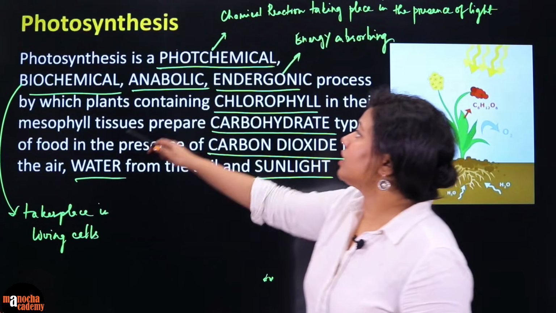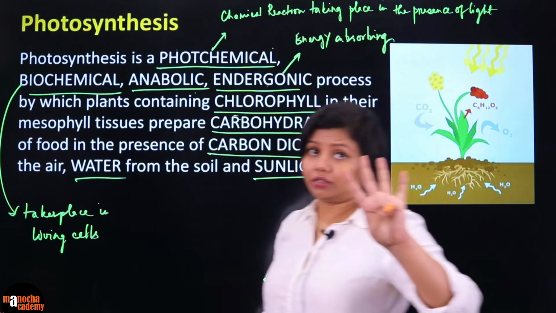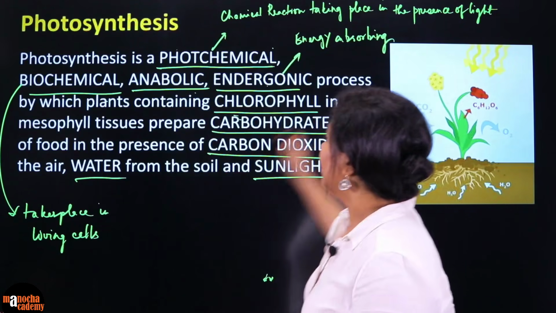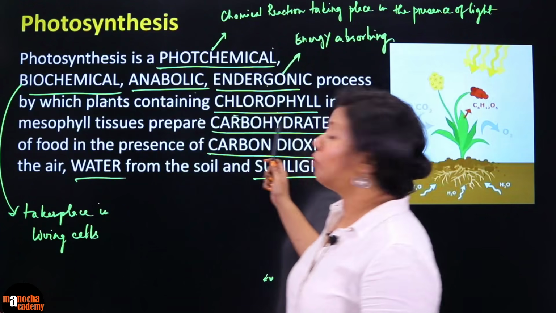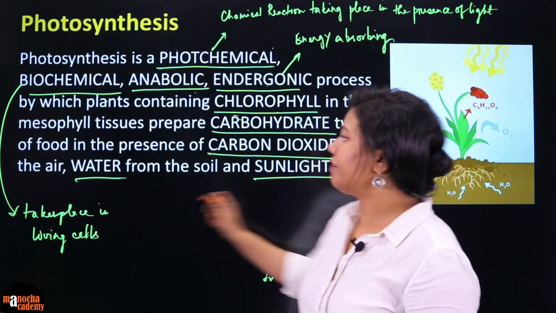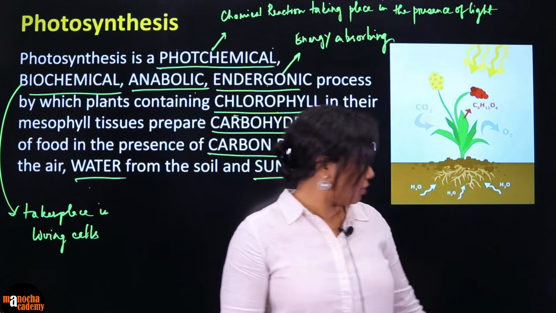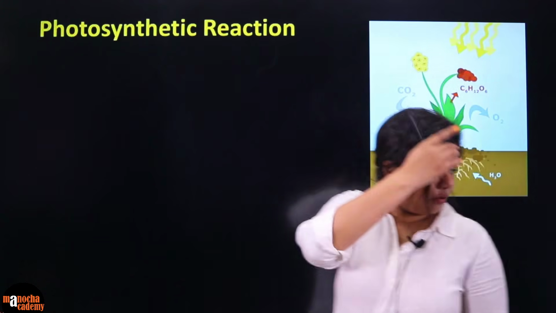Okay. So photosynthesis therefore is a photochemical, biochemical, anabolic, endergonic process. Four adjectives: photochemical, biochemical, anabolic, endergonic. It is the process by which plants which contain chlorophyll prepare what kind of food? Carbohydrate type of food. What do they need for that? Carbon dioxide from air, water from the soil, and sunlight. This process is known as photosynthesis. Alright, is the definition of photosynthesis clear?